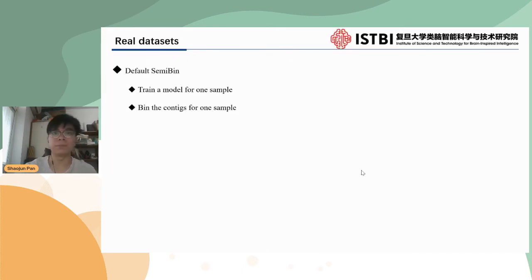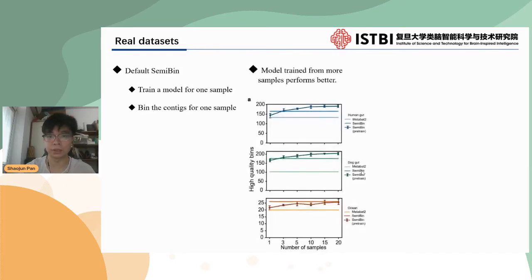Then we applied SemiBin to the real datasets. The default pipeline of SemiBin is to train a model and then bin the contigs for every sample. Considering the computational time when annotating contigs and training the model, we tried an idea: train a model from several samples and apply it to other samples. So here is the result.